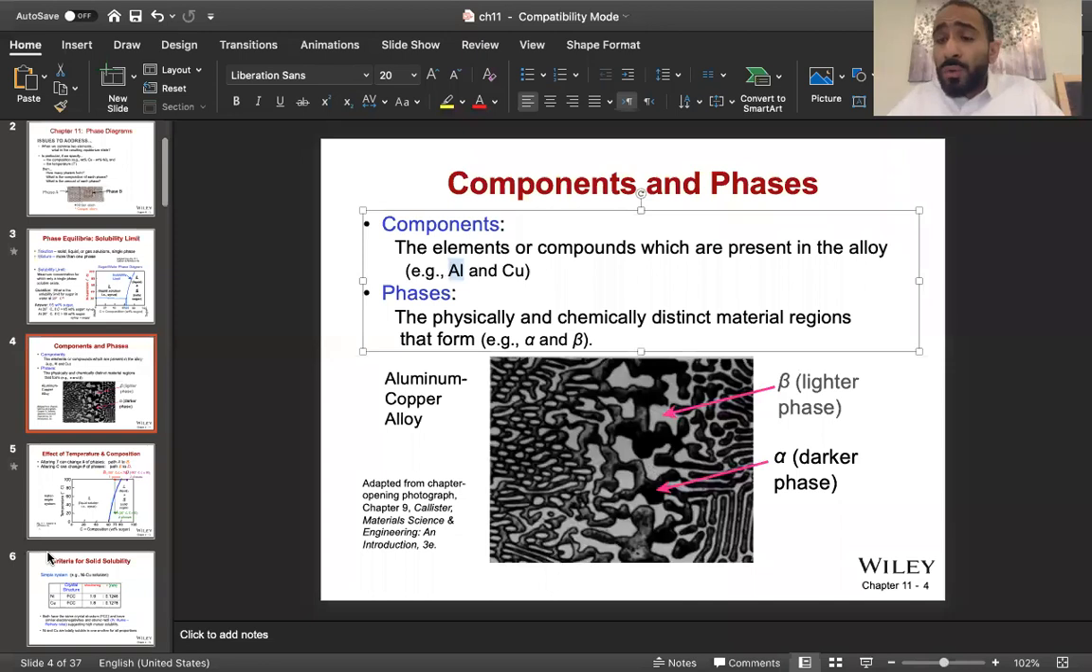So we need to know what the phase diagrams are for different systems. This is very important because it's going to tell us what the phases are that are going to exist in the material. Some phases are going to impact the mechanical properties of the material.